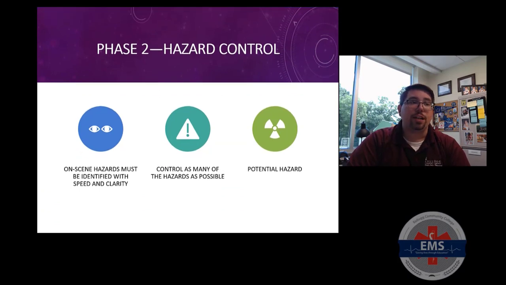For phase 2 of hazmat control, on-scene hazards must be identified with speed and clarity. There is no room for error when it comes to life hazards. We know we want to control as many of the hazards as we can, but not always will it be possible for us to control all aspects of hazards. Again, that's part of the reason why we have specialized personnel to help assist in the rescue. And then we need to continuously be on the lookout for new and other potential hazards that may arise or develop throughout the rescue.